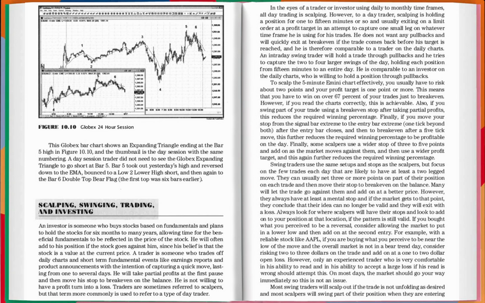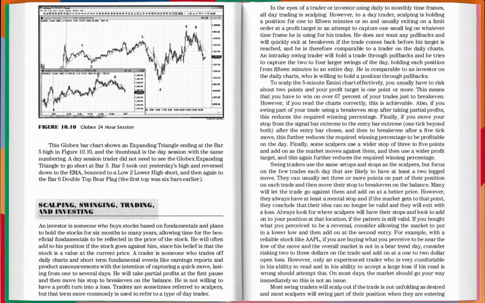To scalp the 5-minute E-mini chart effectively, you usually have to risk about 2 points and your profit target is 1 point or more. This means that you have to win on over 67% of your trades just to break even. However, if you read the charts correctly, this is achievable.